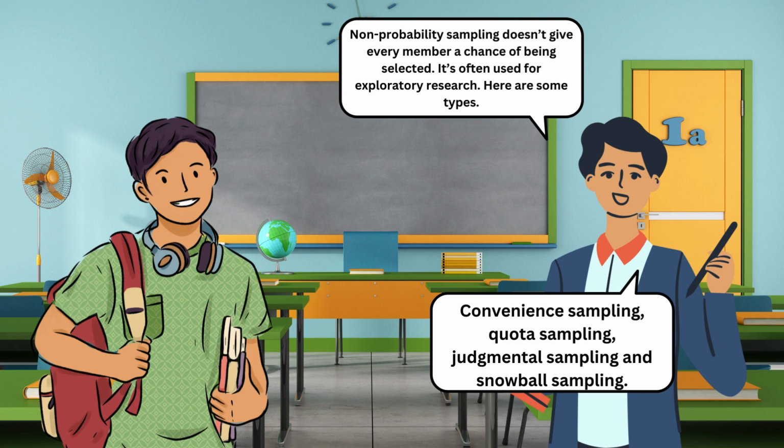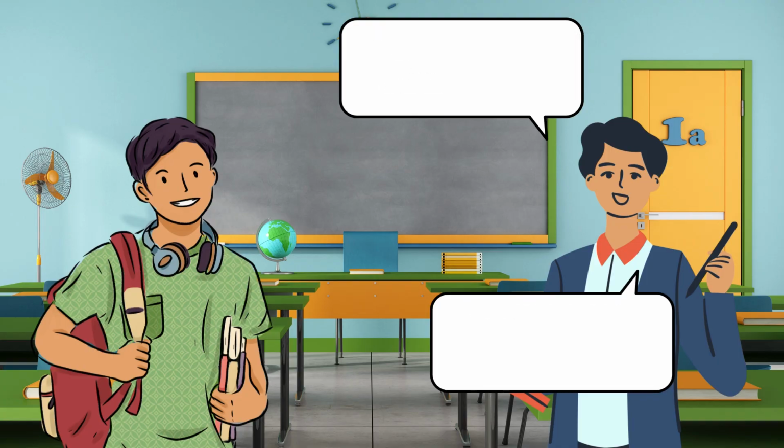Non-probability sampling doesn't give every member a chance of being selected. It's often used for exploratory research. Here are some types: convenience sampling, quota sampling, judgmental sampling, and snowball sampling.